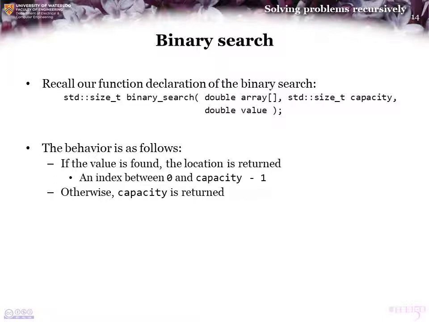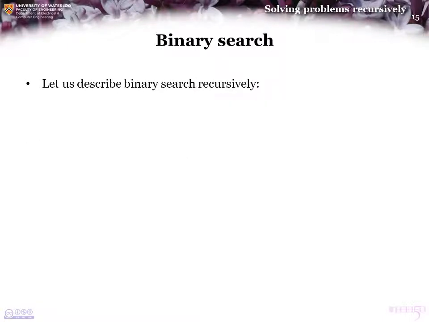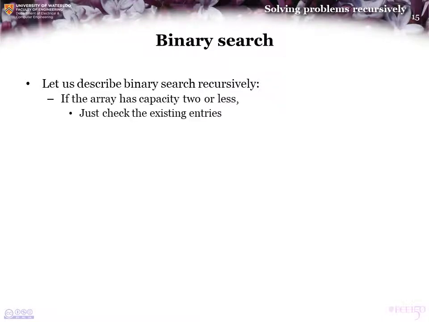So this is how we will determine whether or not the value is found in the array. Is it equal to capacity? No. Is it less than capacity? Yes. And I can say less than because standard size t is an unsigned integer type. Let us first begin by describing the binary search recursively. For simplicity, we're going to have the base case as follows. If the array has a capacity of 2 or less, essentially this means that all we have to do is check the existing entries to see if our value is there, and if so, return the appropriate index, otherwise return the capacity.